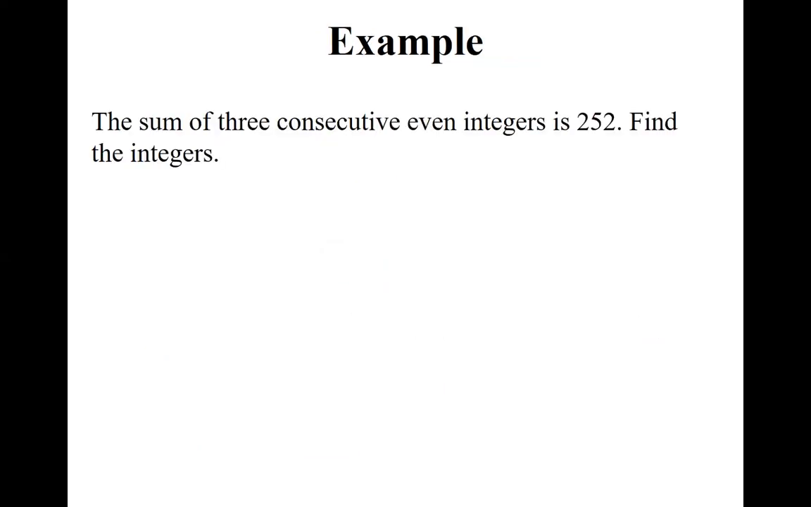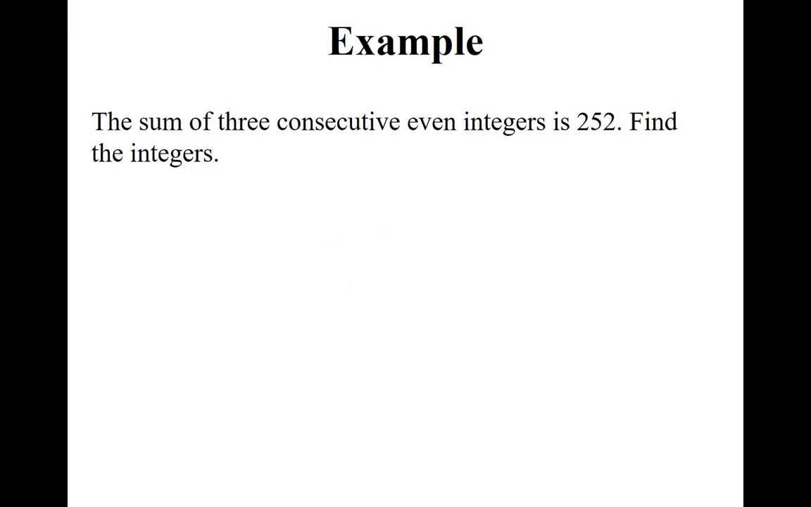Another one. The sum of 3 consecutive even integers is 252. Find the integers. So we know the sum of 3 things means we're adding 3 things together. We're adding those three things together, and then it's going to equal 252. That's the easy part to understand. We want to know what these three things are. But we're told that these three things are consecutive even integers.